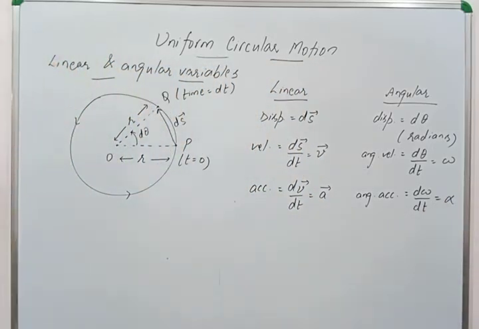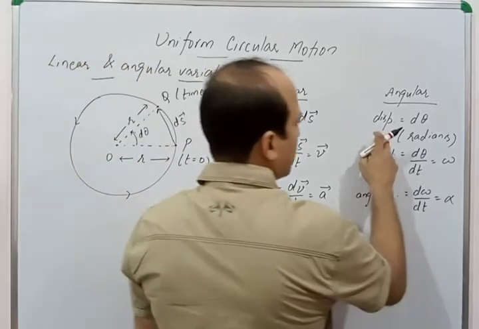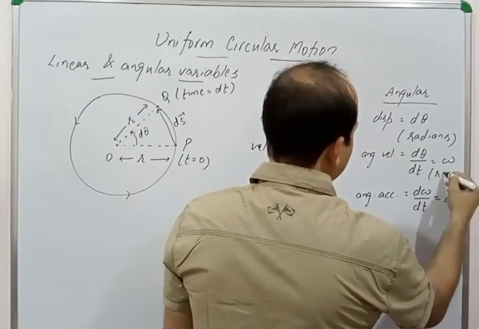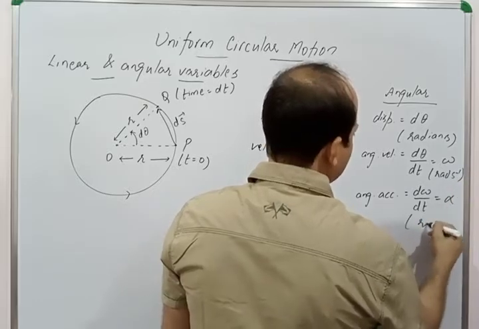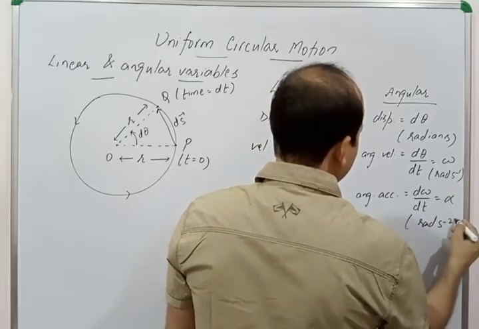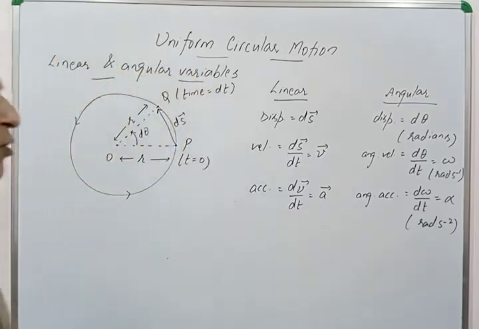So what are the linear variables? ds, v, a. Angular variables: d theta, omega, alpha. If this is radian, omega will be radian per second, isn't it? And alpha will be radian per second square. Correct? There are other formulas for omega as well.